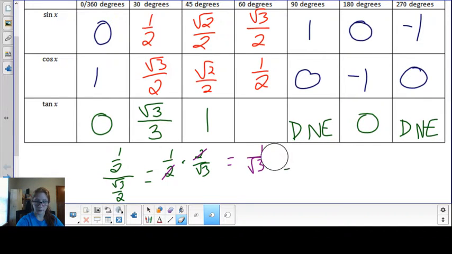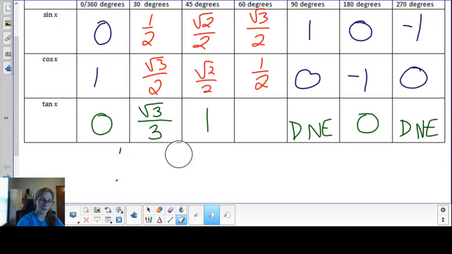Same process here to do the 60 degree. Again, I'm erasing so that I can keep my stuff at top. You can put yours down below. You have plenty of space.